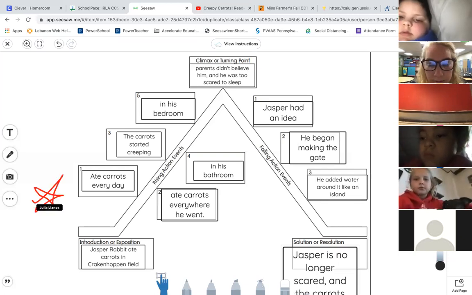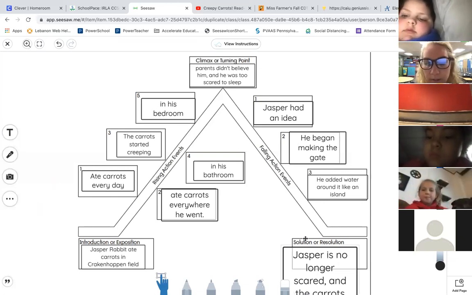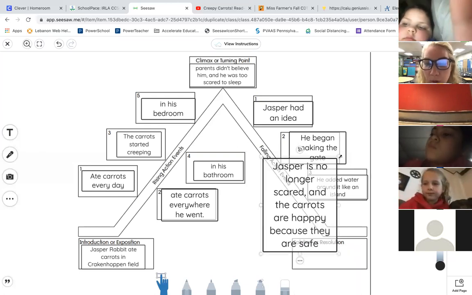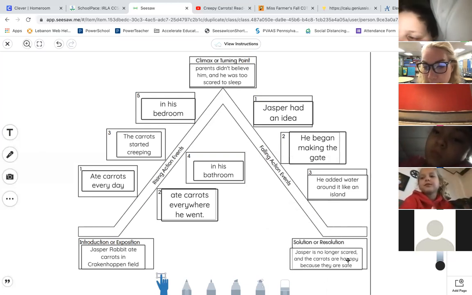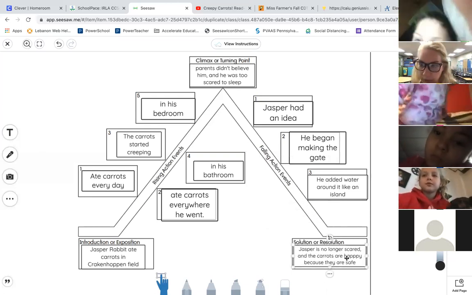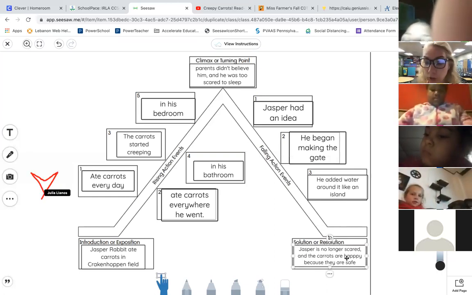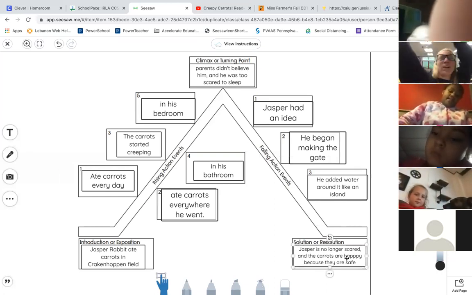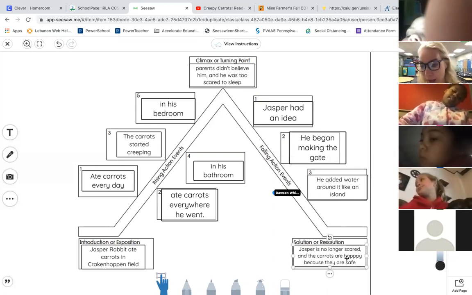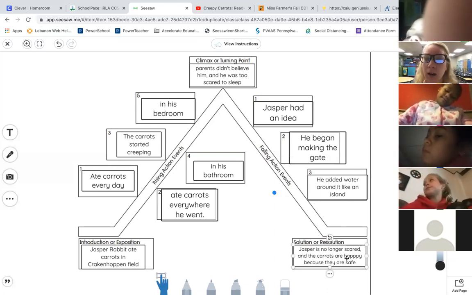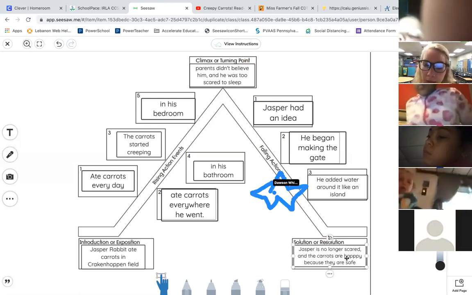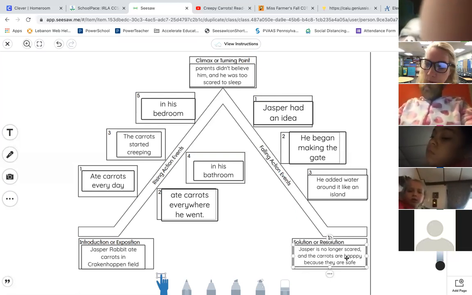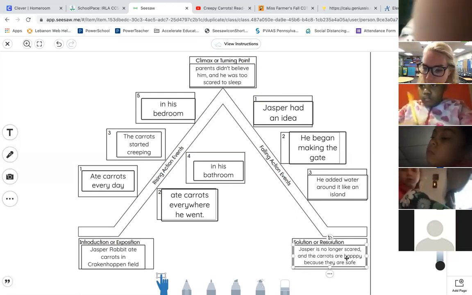Yeah. I know you can't see the bottom of that. I'll pull it back up. I said Jasper is no longer scared, and carrots are happy because they are safe. They're not going to get eaten by Jasper all day, every day, everywhere he goes anymore, right? They're so happy. They're like, we worked. We're not going to get eaten anymore. They're having a party now, right? It's crazy because the whole story started off talking about Jasper and how much he loved carrots. But really, this story was about the carrots and how they saved themselves. Isn't that crazy?